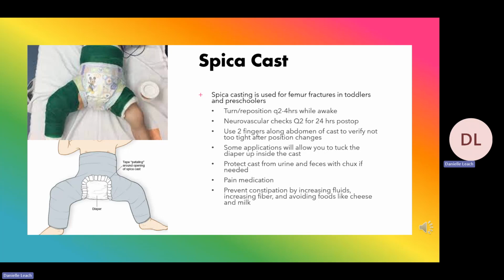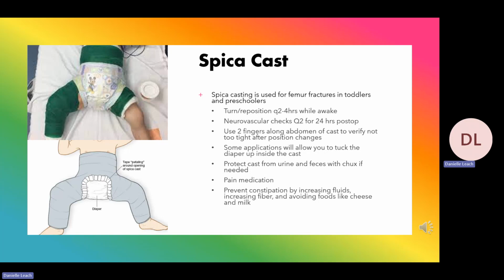Depending on how the orthopedic surgeon puts this cast on, some of the applications will allow you to actually put the diaper up inside the cast, like the picture on the bottom, where you can tuck it up inside. You're not going to be able to really fasten it inside, but it doesn't really need to be because the cast holds it in place. In this top picture, I can't tell exactly what's going on under the diaper, but sometimes people will put the diaper on and put it up inside the cast, and then also put another diaper on the outside of that, just in case, as an extra protectant.